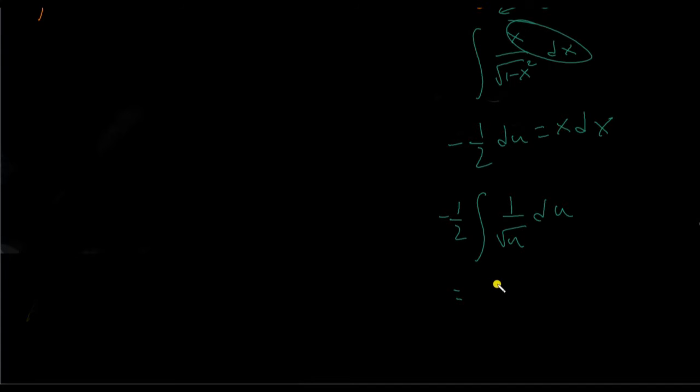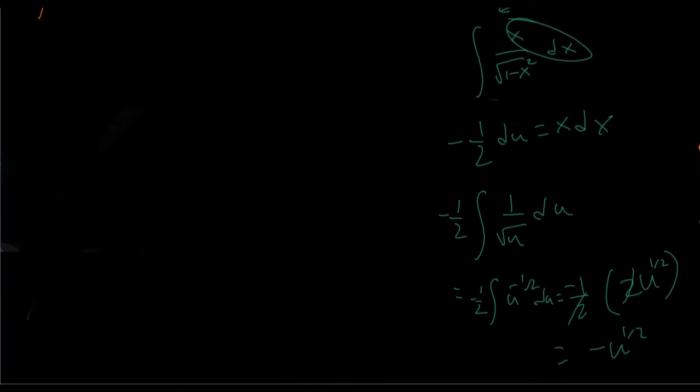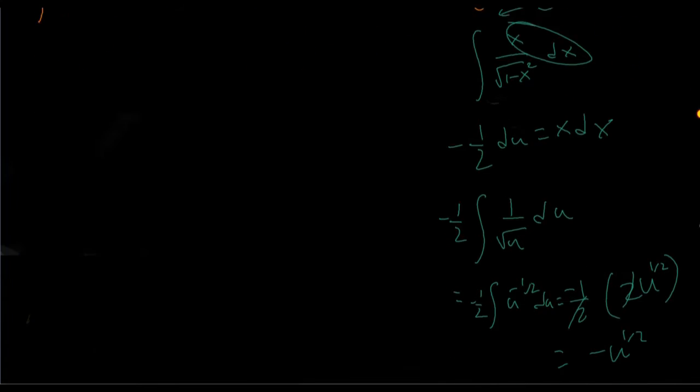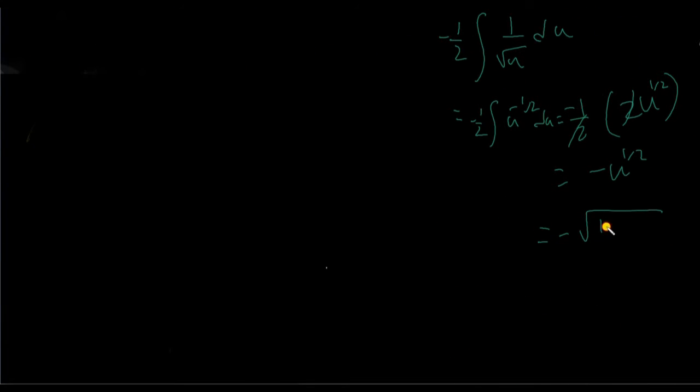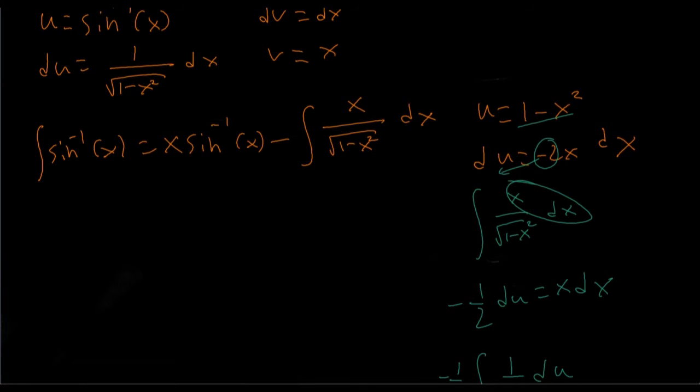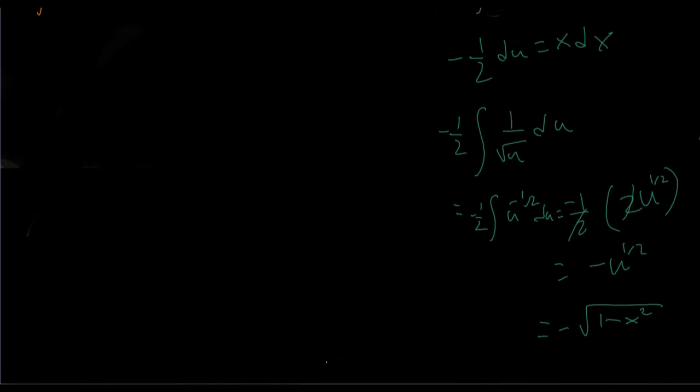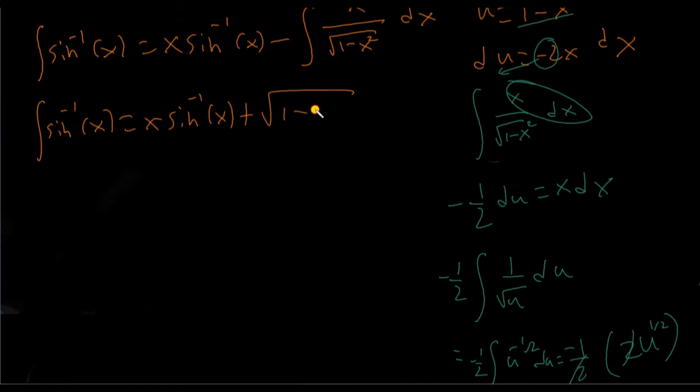Which is the integral of negative 1/2 times u to the negative 1/2, which is negative 1/2 times 2u to the positive 1/2, which is negative u to the 1/2. And since we said u is 1 minus x squared, this is equal to negative square root of 1 minus x squared. Now that we did that, we can move back into our original problem. We have minus negative, so it's going to be a positive square root of 1 minus x squared.